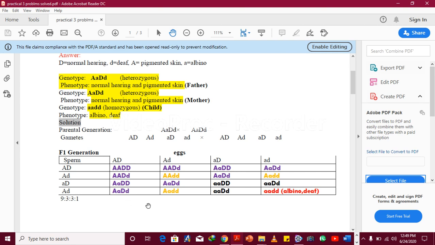3, 3 and 1. So these are the basics and the fundamental traits of this. These are the dominant traits of deafness and albino. The yellow ones are the recessive alleles for deafness, but they have the dominant allele of albino. The black ones are dominant for deafness but recessive for albino, and the last one is recessive for both albino and deafness.